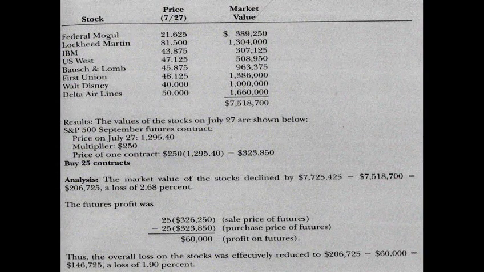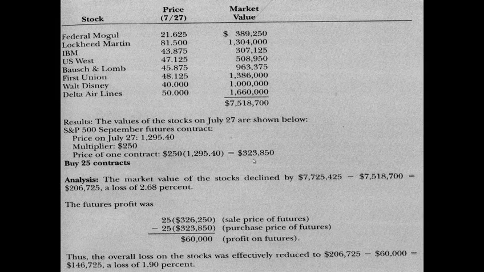In 4 months' time, in September, sure enough, the portfolio manager was right. Prices in around the stock market have gone down. The portfolio was previously worth $7.7 million. Now it's worth $7.5 million. So we've lost roughly $200,000. However, I went short on 25 futures contracts. Each of those futures contracts are now worth a little bit less. They were worth $326,000. Now they're worth about $324,000 each.